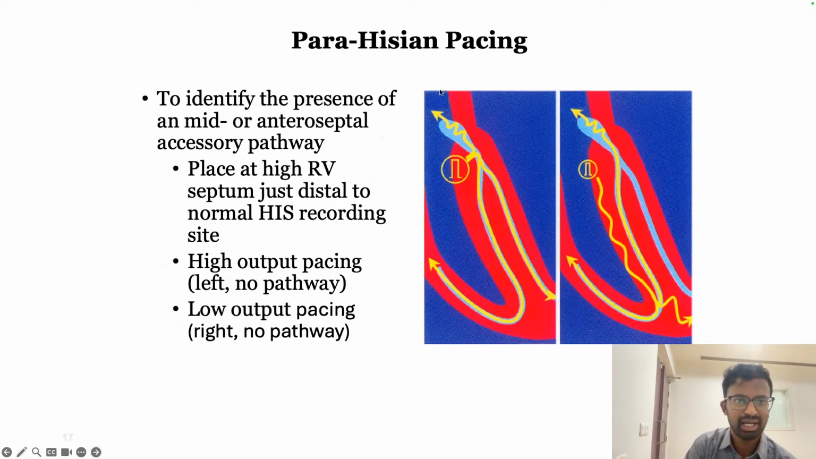Next is para-Hisian pacing. How to identify para-Hisian pacing? I am not going a little bit deep, as this is a little bit complicated.